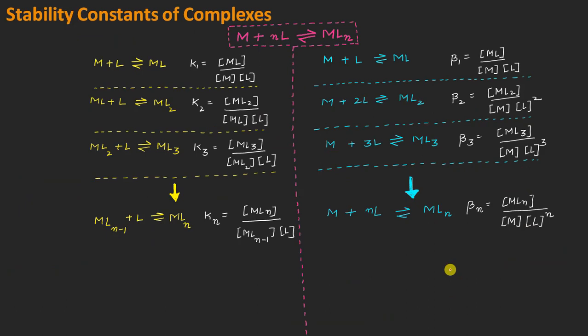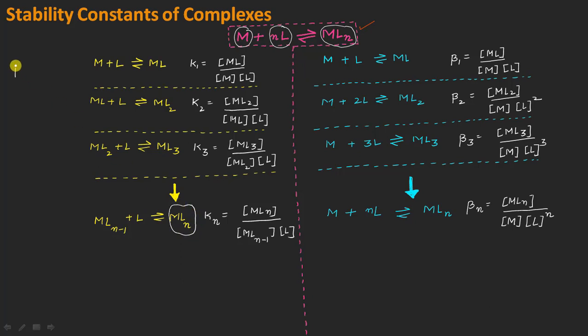constants of these complexes. So let us write a general equilibrium reaction here, in which you can see that we have one metal and n number of ligands present, resulting in the formation of this complex ion, that is MLn here, right? Now, in order to synthesize or to form this MLn, we have two different types of approaches.